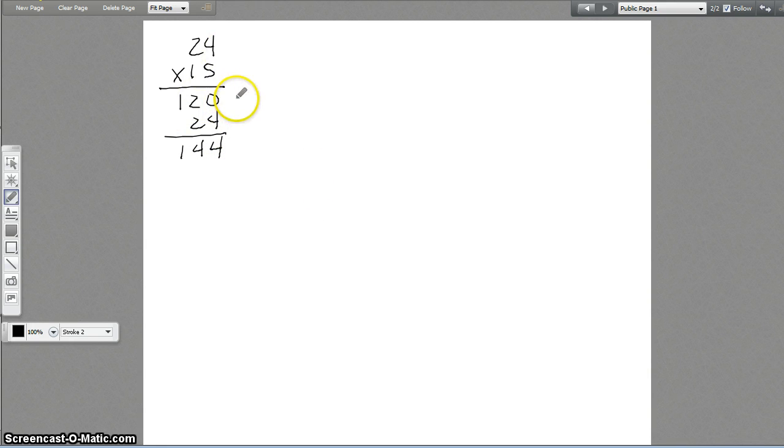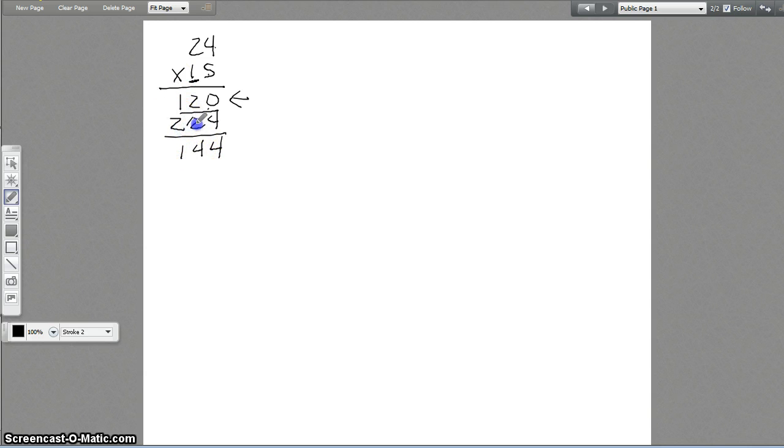Okay, well, this first line here is obviously the 24 times 5. 5 times 4 is 20. 5 times 2 is 10, plus that 10, plus that 2 is 12. So 120 is 5 times 24. 24 is obviously 1 times 24. But you have to remember this 1 is not just a 1, it's in the tens place. So it's actually a 10.